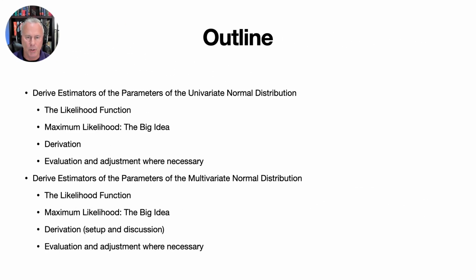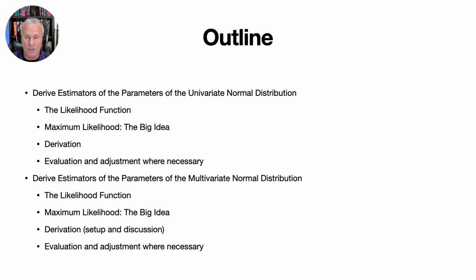Whenever learning something new, it's always a good idea to try to connect it with what we already know whenever possible. With that in mind, we start off our development with what we are already familiar with, the univariate normal distribution, and we derive estimators for its parameters. We will see that these are the estimators we're already familiar with from our previous studies in statistics.